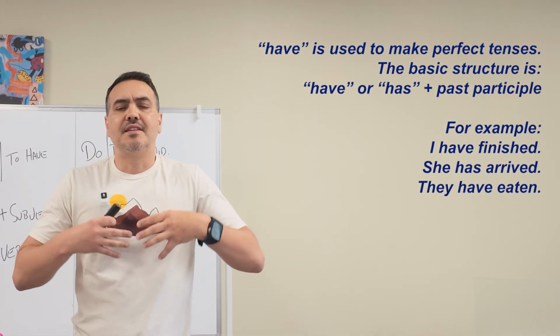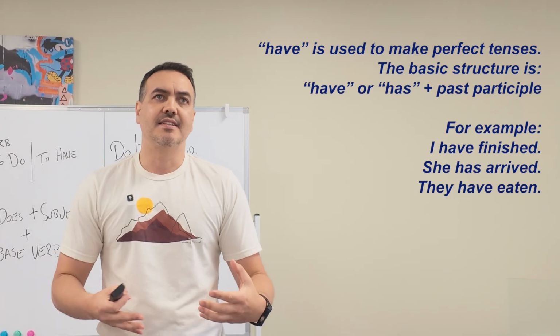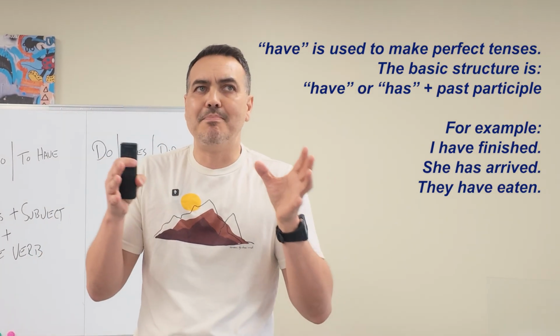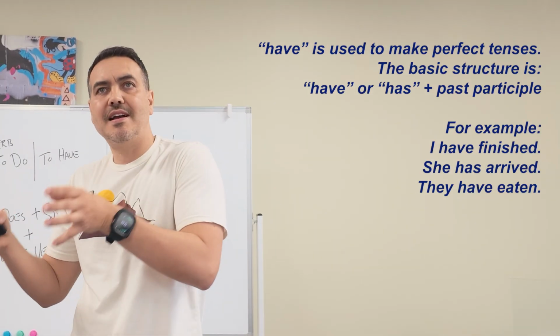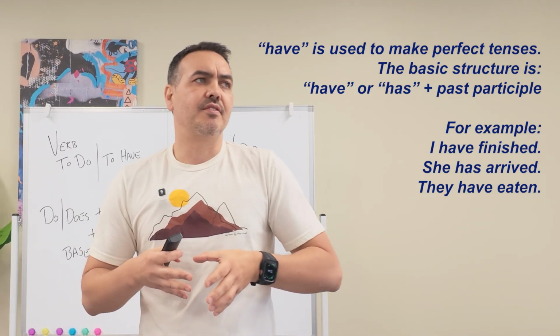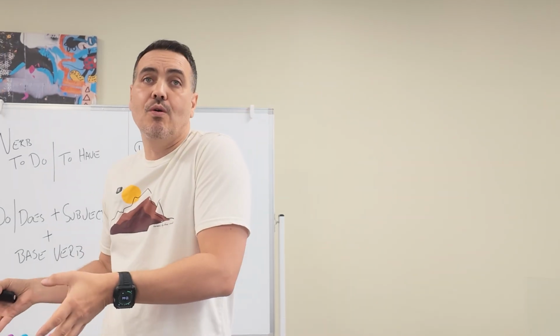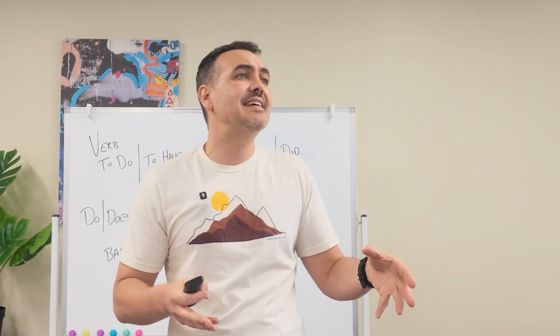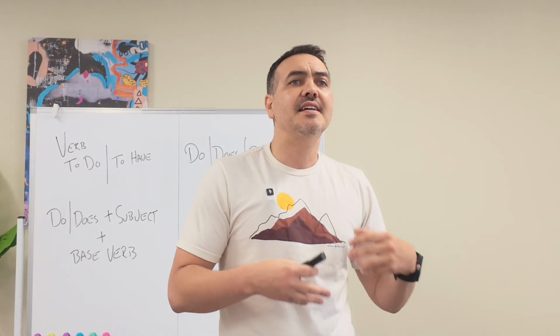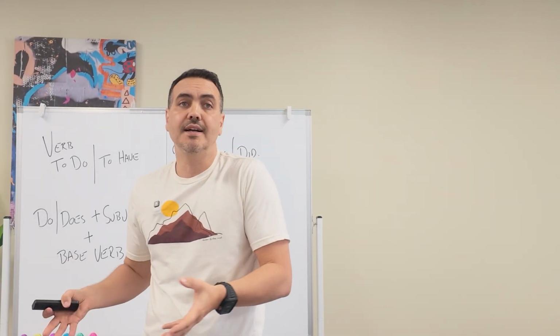This is called the present perfect. And the present perfect connects the past to the present, okay? For example, I have finished my homework. This means that the homework is finished now, okay? She has arrived. This means she arrived and she is here now, okay?